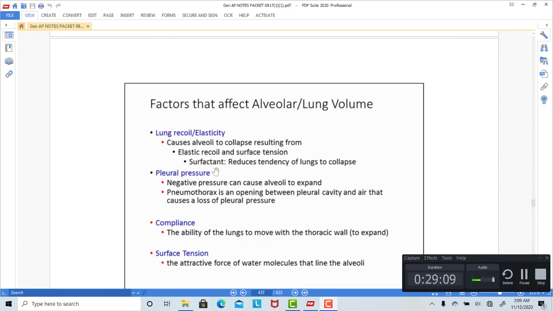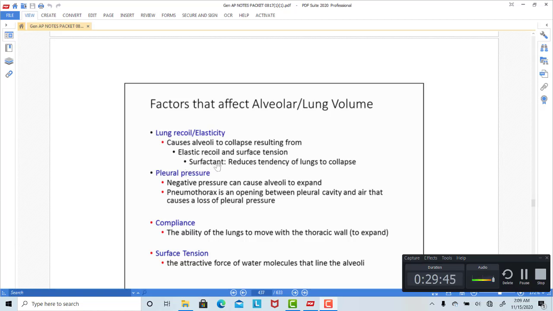But we have this special substance that's produced by cells that line the alveoli, and that substance is called surfactant. And what surfactant does is it breaks up the surface tension of water molecules. Think of surfactant kind of like soap breaks up oil droplets on a pan after maybe you've made some bacon. So surfactant helps to break the water droplets that would form inside the lungs and cause them to collapse. So this surfactant keeps our lungs expanded and prevents that collapse.